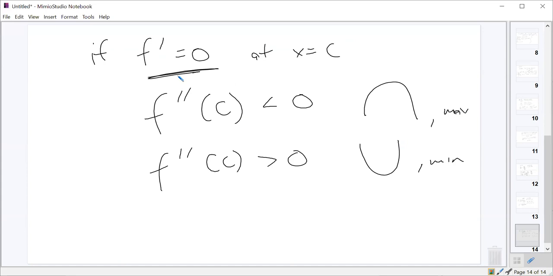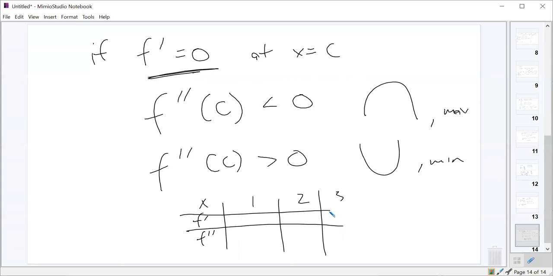And that can be very convenient, both in the multiple choice and in the free response, because they may just give you a chart of values. They may give you a chart that has x, f prime, and f double prime. So suppose that at 1, 2, 3 here are x values, and suppose that f prime is 0, and that's 3, and that's 1, and that's 0, and that's -2, and that's 6, or something.